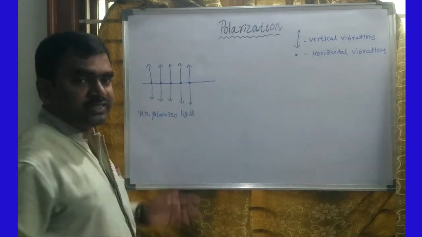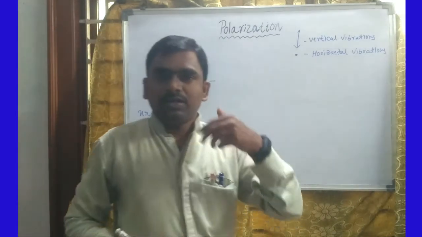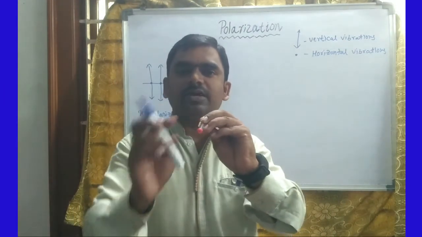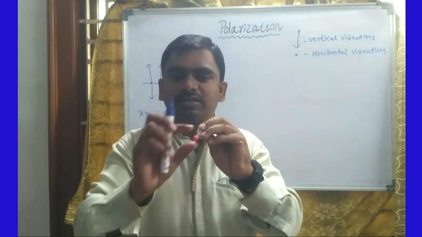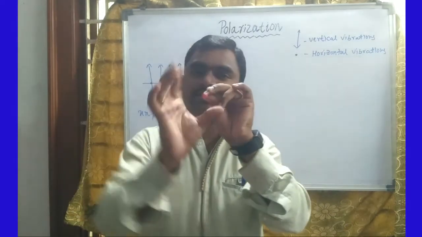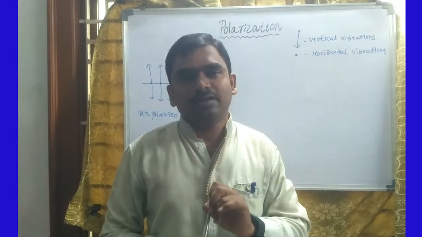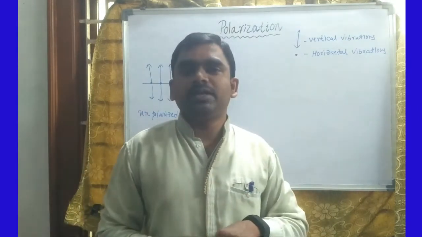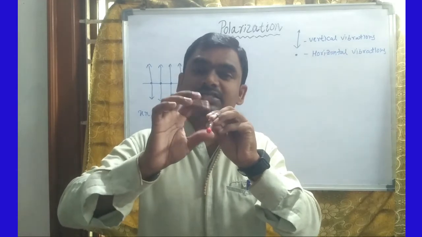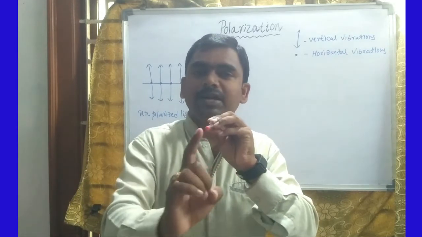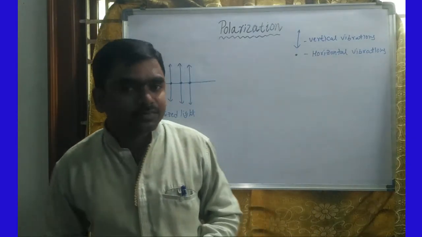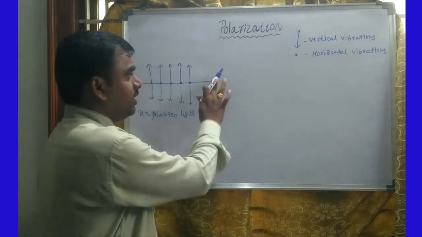Once again, I am telling you, for example, if the light is passing like this, whatever particles and atoms are in this light are vibrating like this and like this. In all directions they are vibrating. Our aim is to prove that the vibrations of the particles are perpendicular to the propagation direction of the light. That's why here we have taken the unpolarized light.